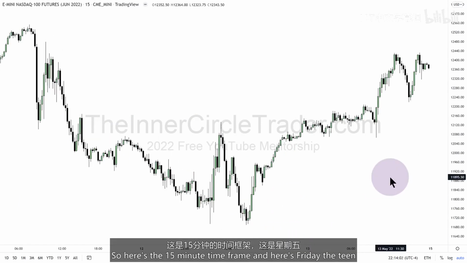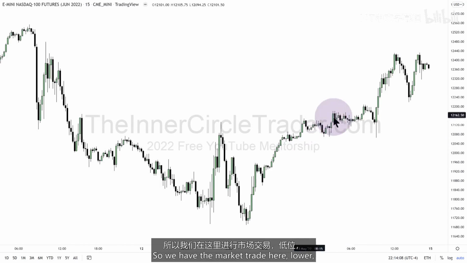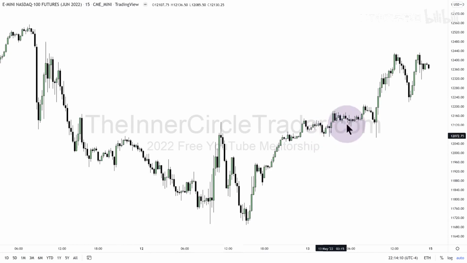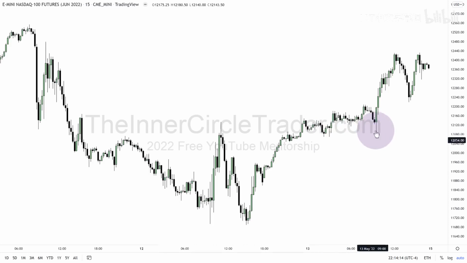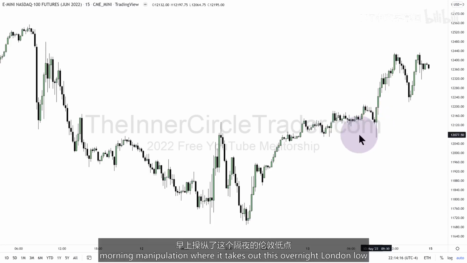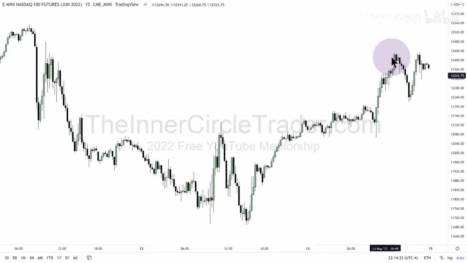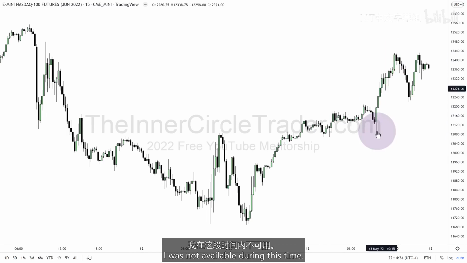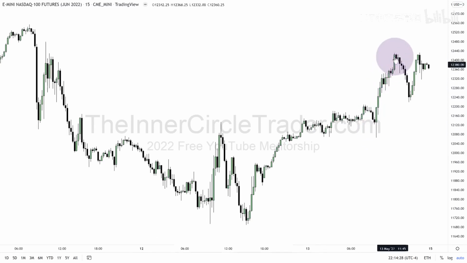All right, so here's the 15-minute time frame, and here's Friday the 13th. You scared? I ain't scared. So we have the market trade here, lower, low, low. So this right here may trip you up, but this right here was the 9:30 in the morning manipulation where it takes out this overnight London low, creates the manipulation idea, then rallies. I was not available during this time, so I didn't take any trades. As you'll see, there's no trades in this area.